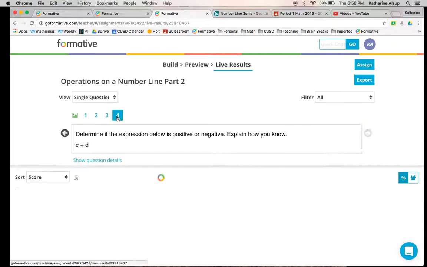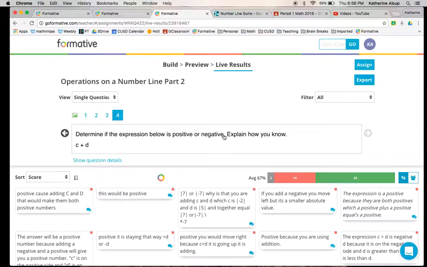For number 4, 61% of us got it correct. And just to point out now that I'm seeing this right here, instead of using smaller, I want you to use words like less than. Instead of using larger, use greater than. Okay, so hopefully this helps, and you'll get to do a retake on Monday, Operations on a Number Line Part 3.